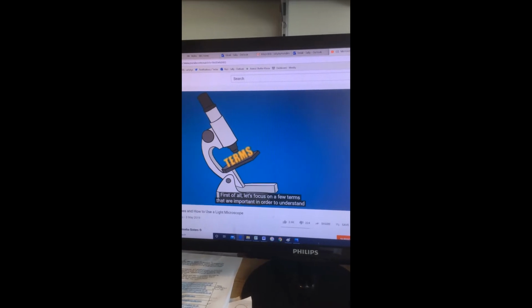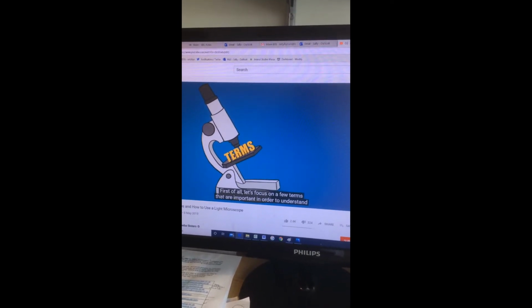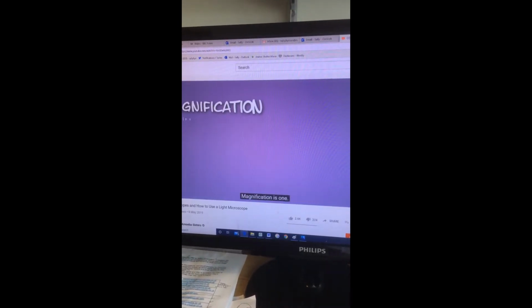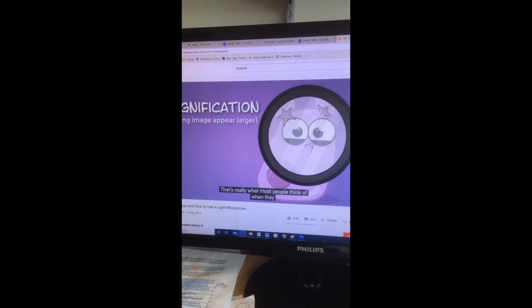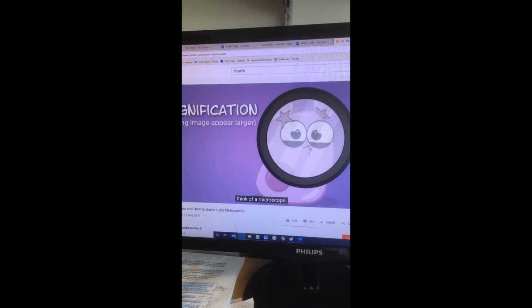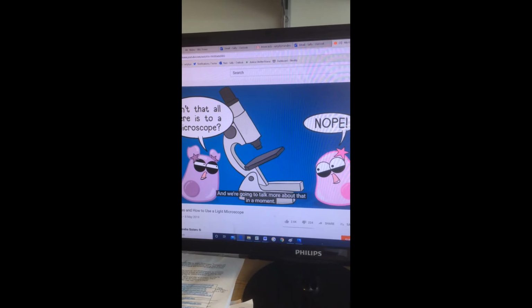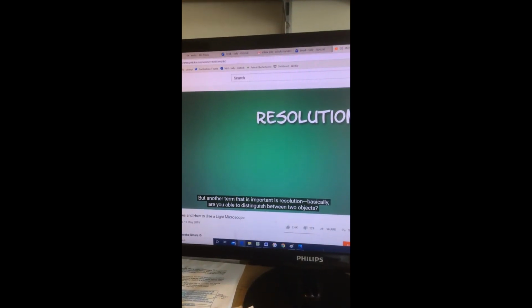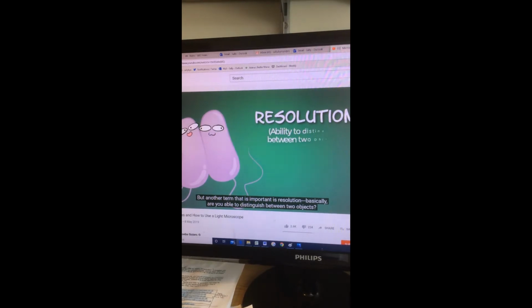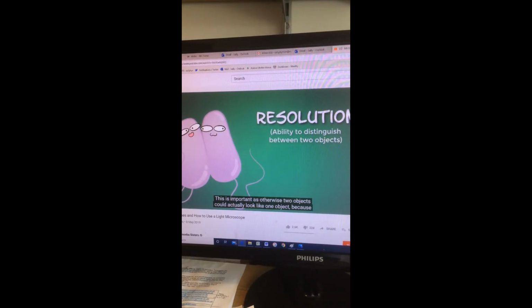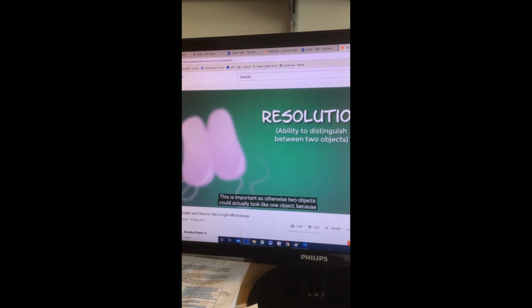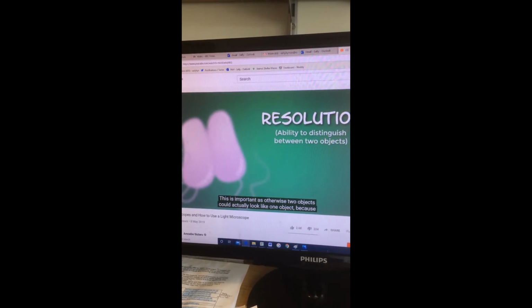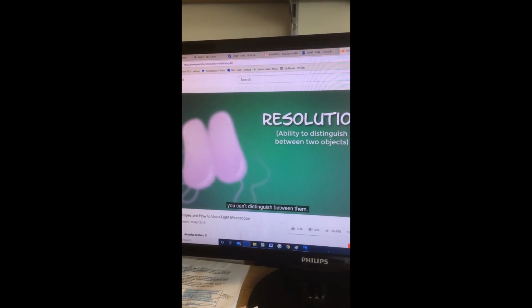First of all, let's focus on a few terms that are important in order to understand microscopes. Magnification is one. That's really what most people think of when they think of a microscope. And we're going to talk more about that in a moment. But another term that is important is resolution. Basically, are you able to distinguish between two objects? This is important as otherwise two objects could actually look like one object because you can't distinguish between them.